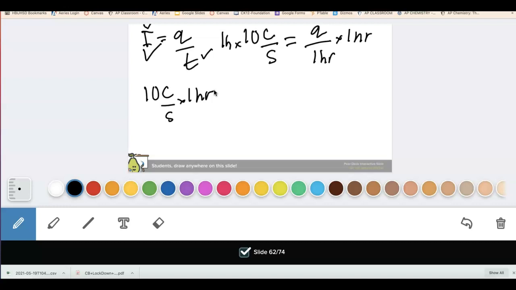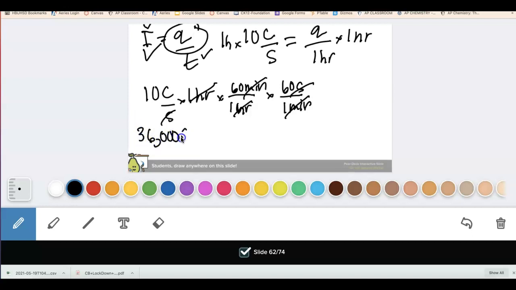Now you could do it in the front end where you convert hours to seconds in the beginning. I'm just doing it right here. So 1 hour is 60 minutes, and 1 minute is 60 seconds. So look, the hours get converted to seconds, and now the seconds cancel out to give us charge. Okay? So this will give us our charge. So 10 times 60 times 60 is 36,000 coulombs of charge. Okay?